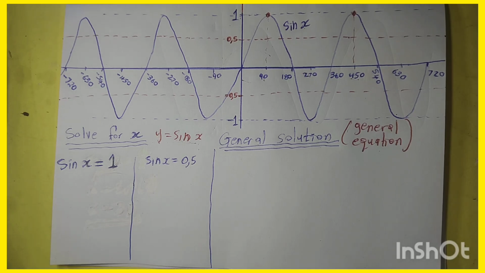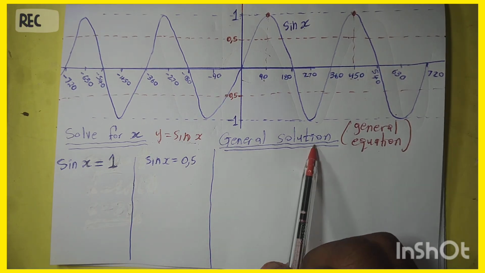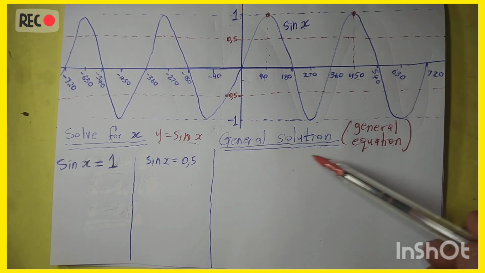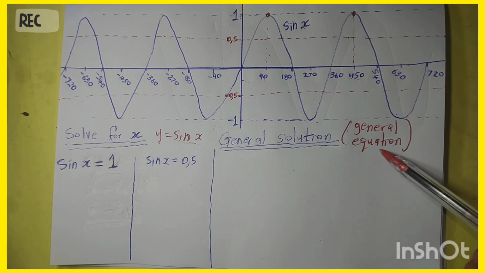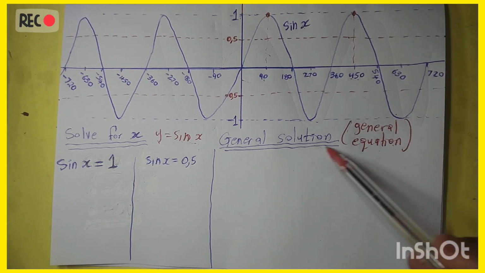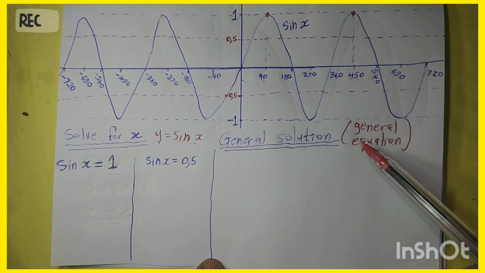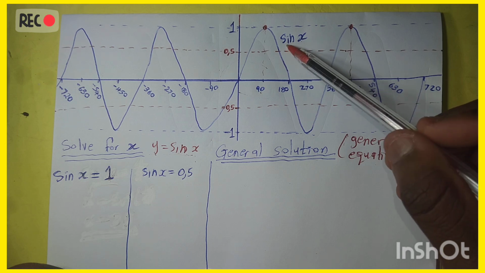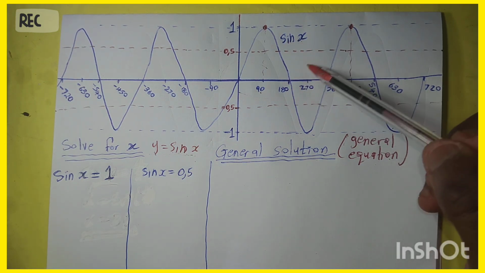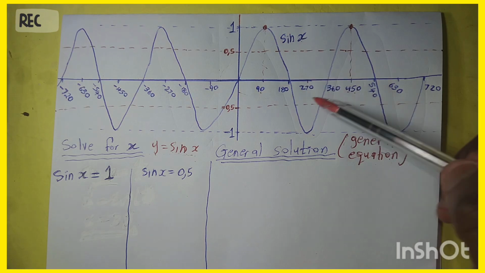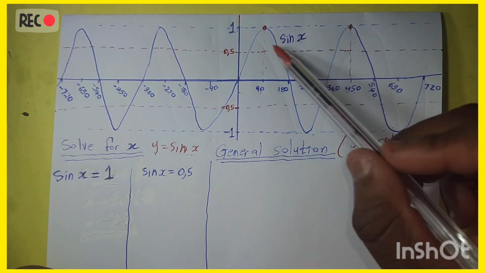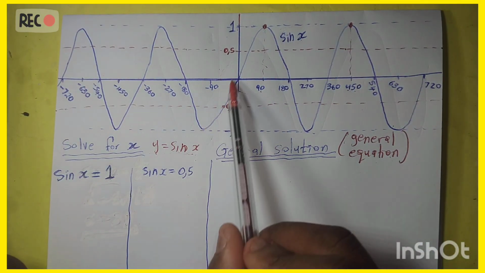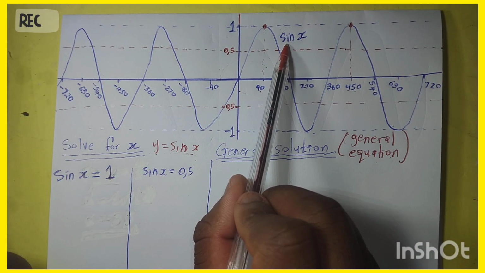So in this lesson, I'll be doing a general solution, which is also called a general equation. In order for you to understand what a general solution is, I can just come to this graph. It is the sine graph. A graph, in maths, we also call it a function. So this is a function for sine. This is a sine function. All of this graph is representing sine.